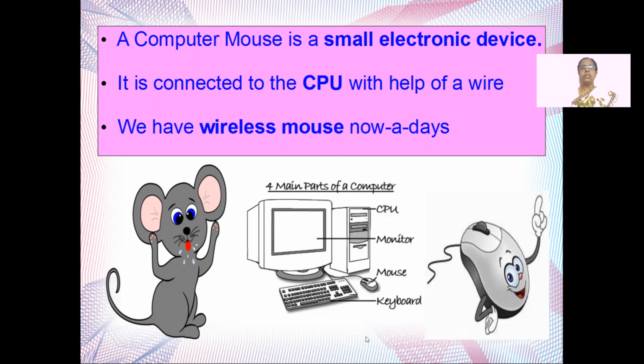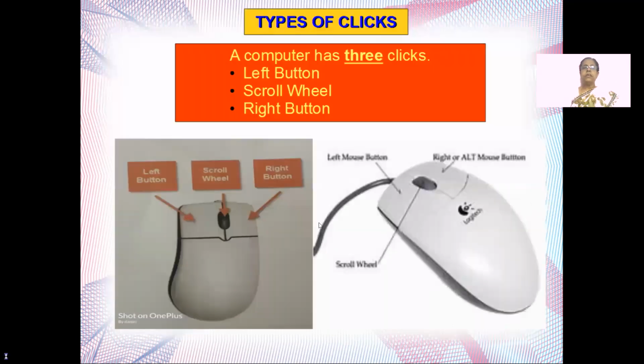Okay, so what did you learn about this? That the mouse is an electronic device. It is connected to the CPU using a wire. You can also have a wireless mouse where you don't have to connect to the CPU. Now on the mouse, you have some buttons: left button, right button, and the scroll button. Can you see? The left mouse button, the right mouse button, and the scroll button. These are the three types of buttons on the mouse.